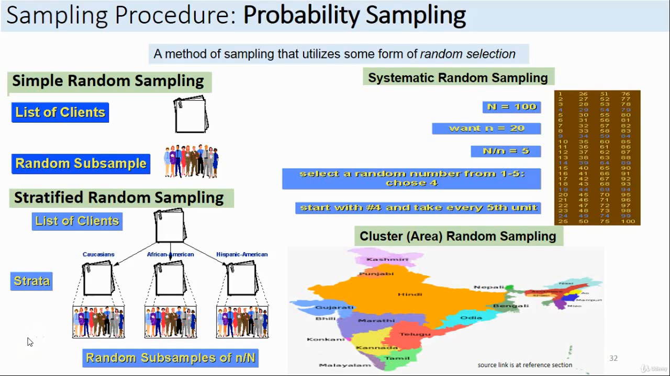Welcome back. Now let us learn one of the techniques that talks about how we do the sampling. There are two methods for a sampling procedure. One is called probability sampling. It means there is some form of probability there. So let us learn, and we'll start with a very basic one, that is simple random sampling.